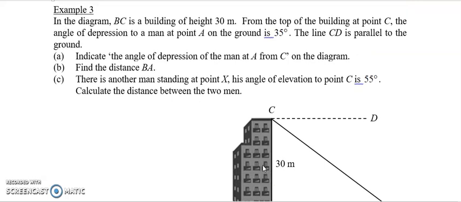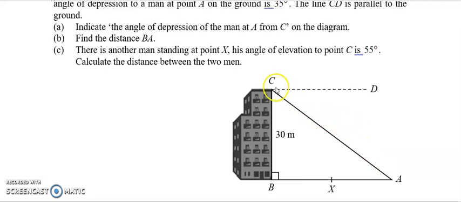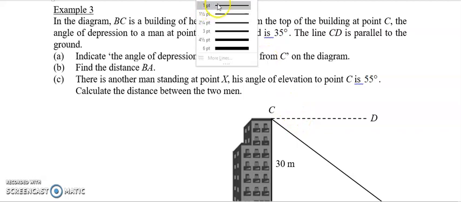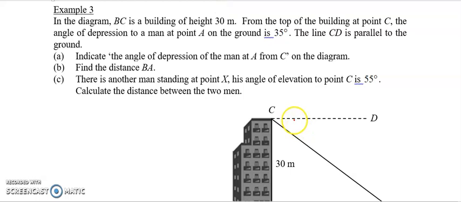Next, in this question, BC is a building of height 30 meters. From the top of the building at point C, the angle of depression to a man at point A is 35 degrees. So imagine someone at point C looking down at a man at point A. Note, indicate the angle of depression of the man at A from point C. The angle of depression will be here.